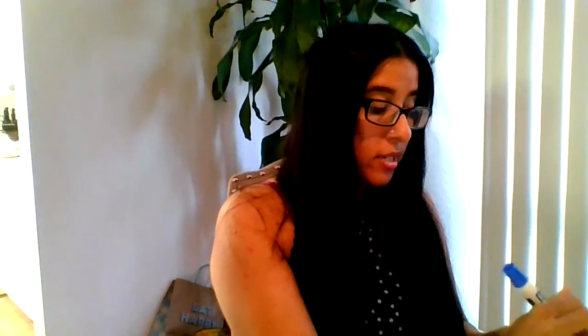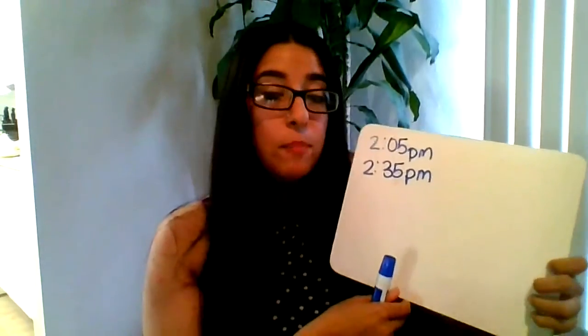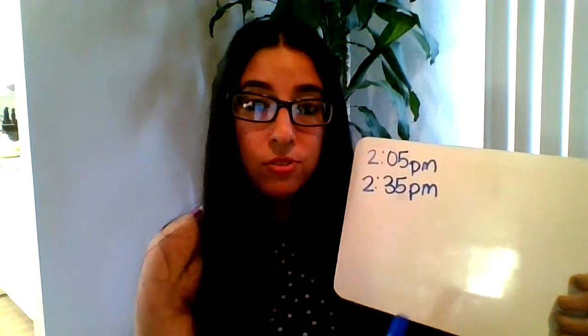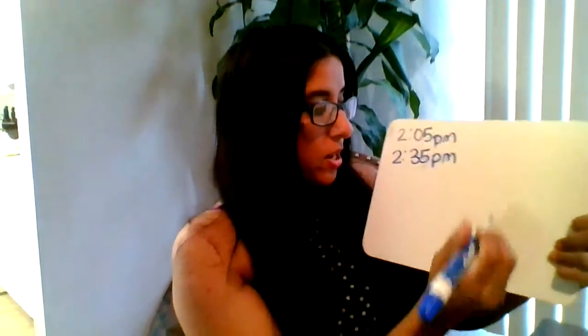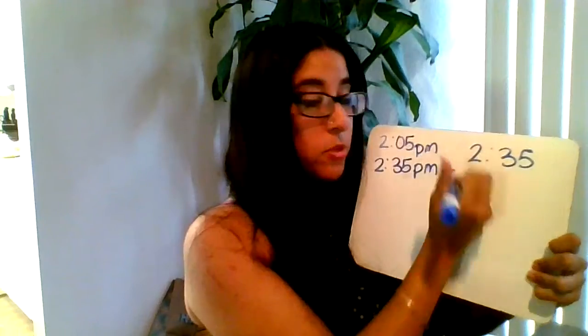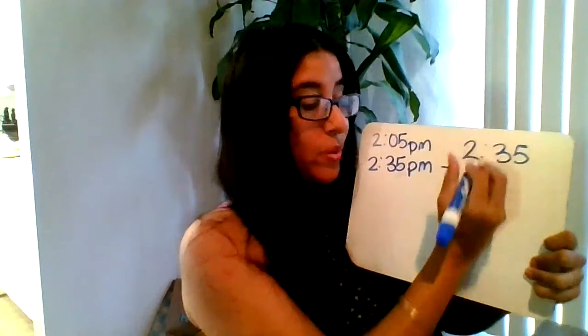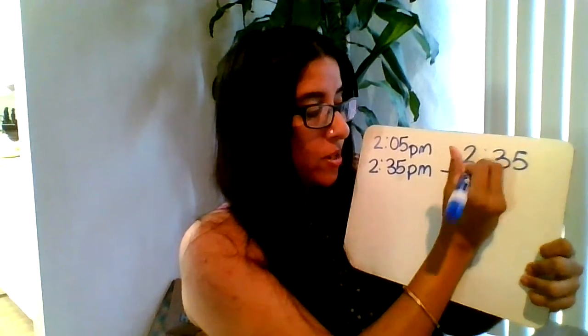So my two times that I had were 2:05, which is when the walk started, and 2:35, which is when it ended. So there are those two numbers. But because I'm trying to find the difference, it's important for me to put my larger number at the top for subtraction. So let's go ahead and solve it on this side. So we have 2:35, and we will subtract 2:05 to find the difference in time. So we can see how many minutes he actually went on a walk.